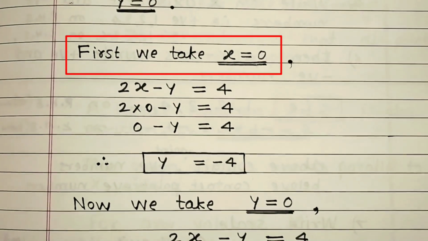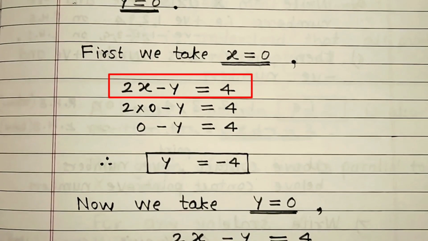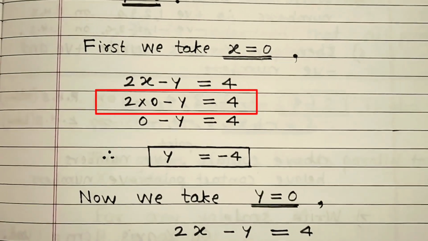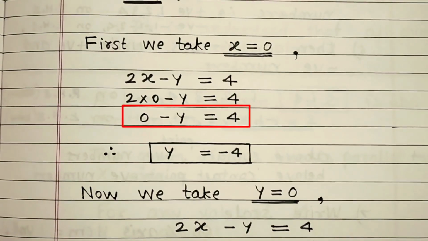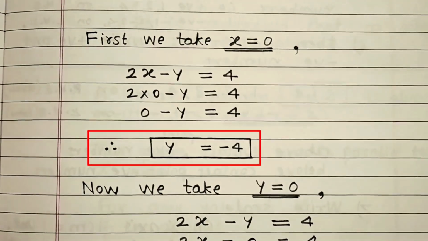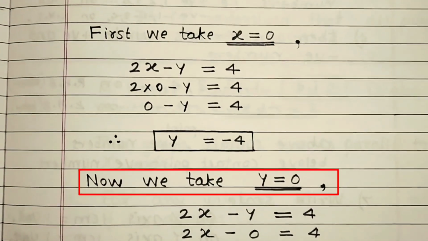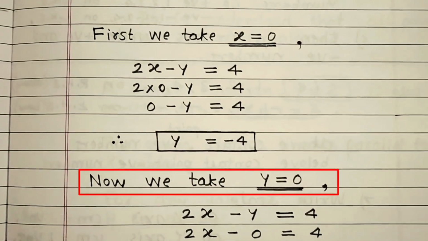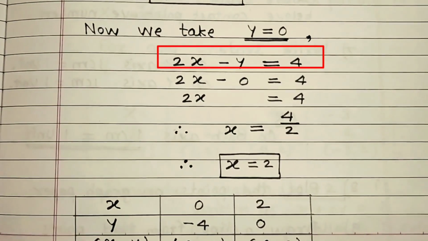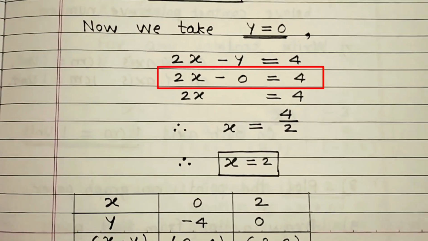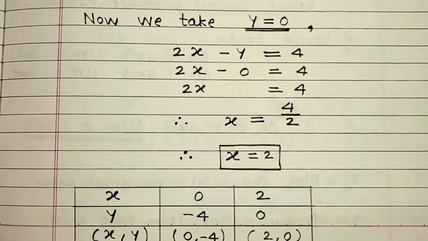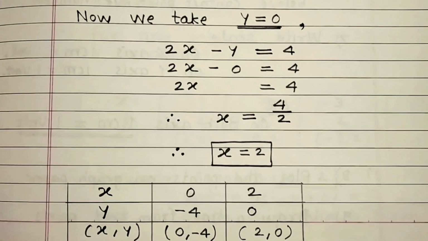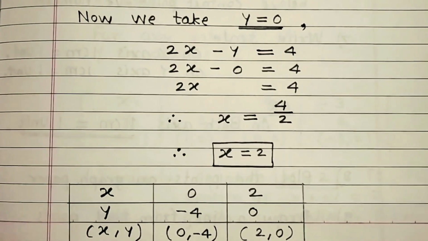First we take x is equal to 0. 2x minus y is equal to 4. 2 into 0 minus y is equal to 4. 0 minus y is equal to 4. Therefore y is equal to minus 4. Now we take y is equal to 0. 2x minus 0 is equal to 4. 2x is equal to 4. Therefore x is equal to 4 upon 2. Therefore x is equal to 2.